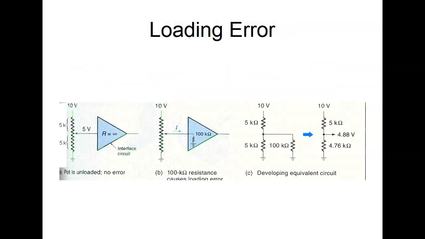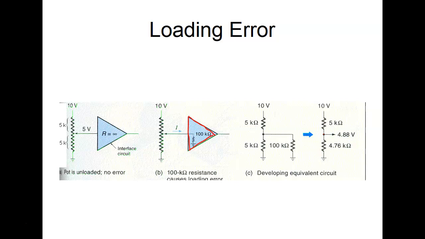Then we looked at these different loading areas, right? For the pot to work, there's no way in the world we can hook something up to the wiper of the pot and not load it, right? Because there's no such thing as infinite resistance. So what we're shooting for over here is something that's got a what? Now, this is an op amp, by the way, which has an extremely high input impedance. Operational amplifiers are around 100 meg. It's what we call an inverting amplifier.